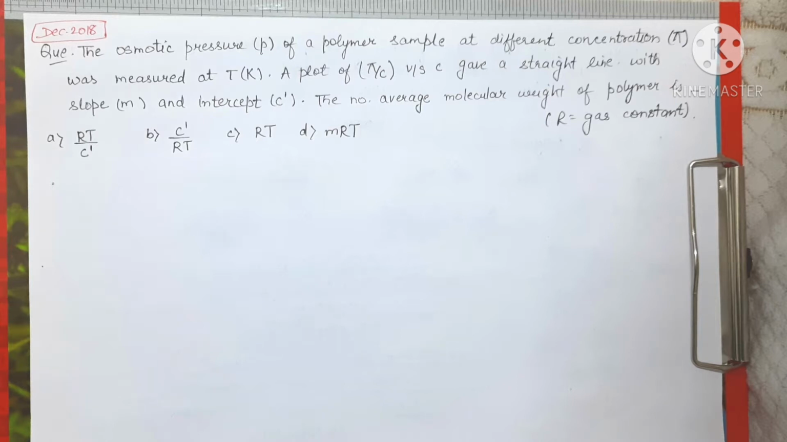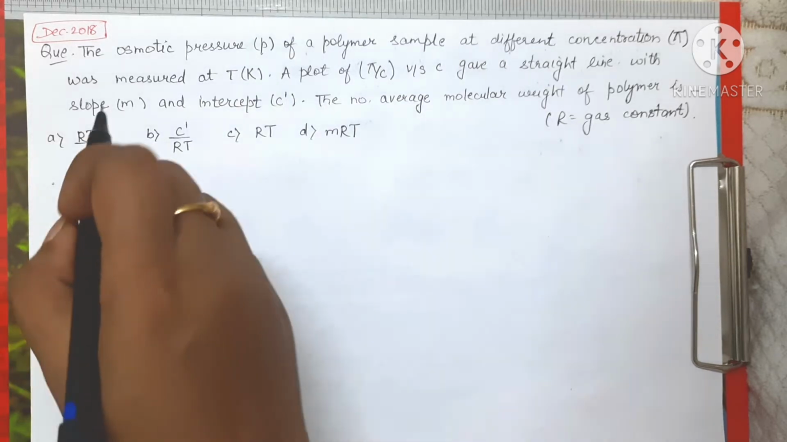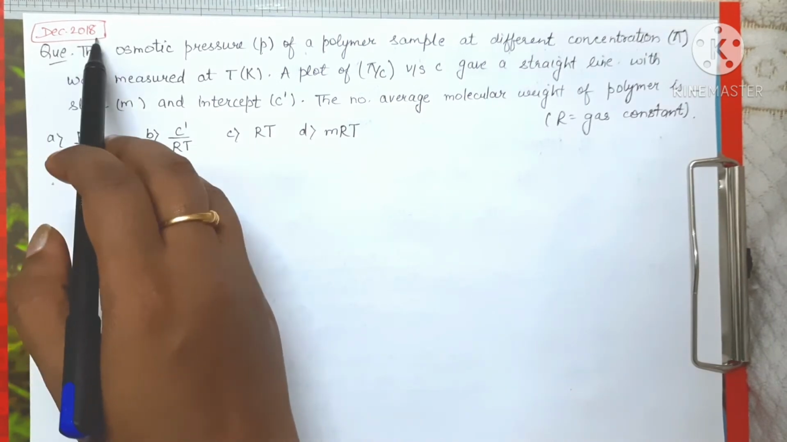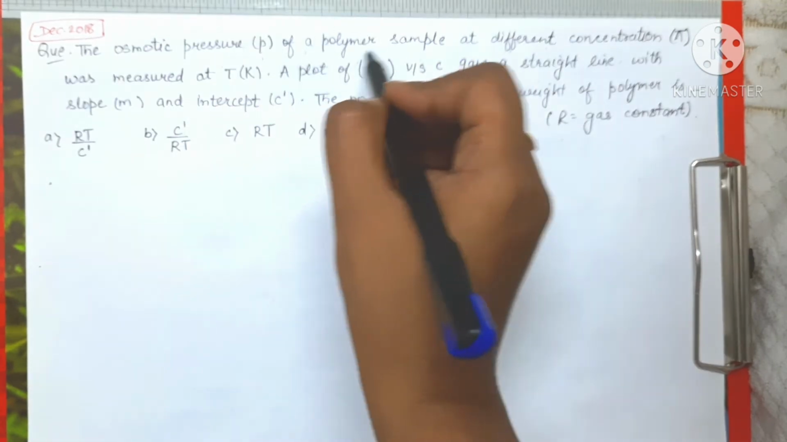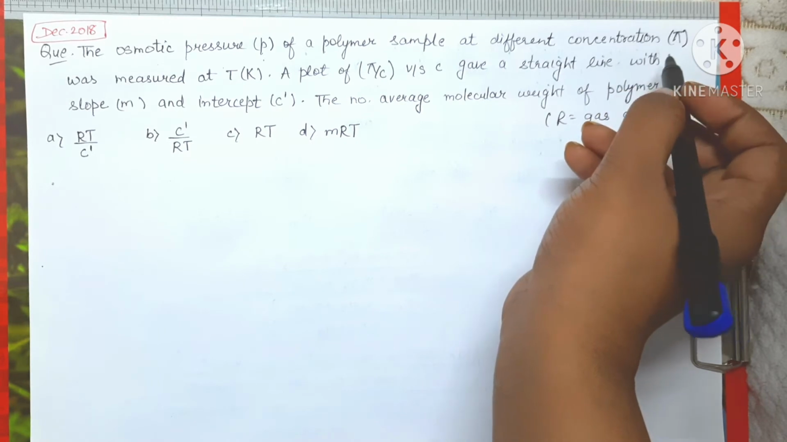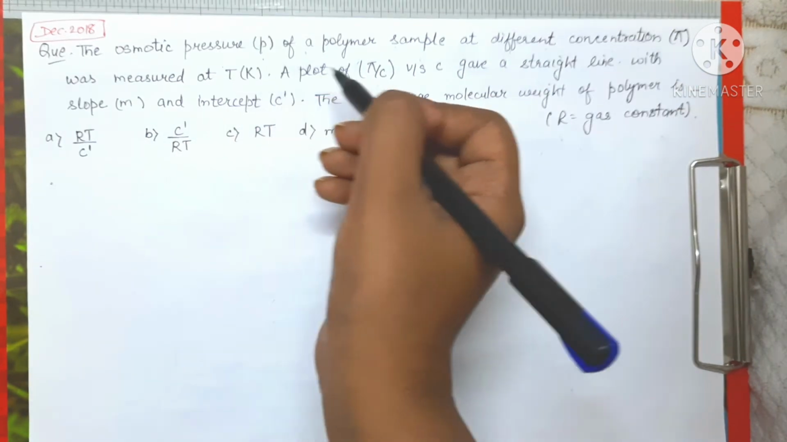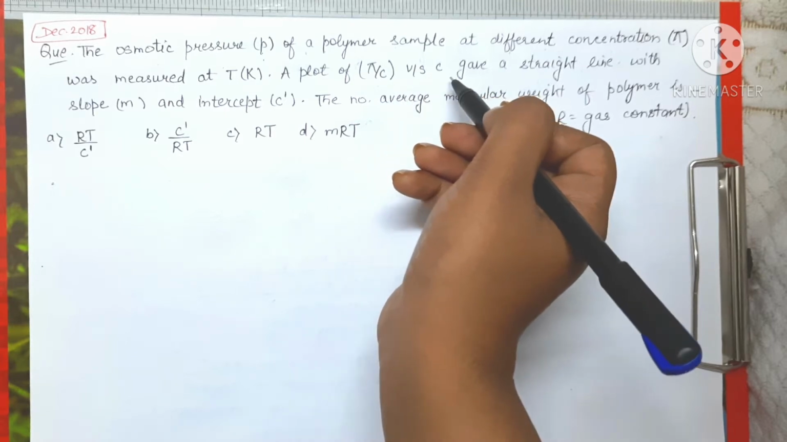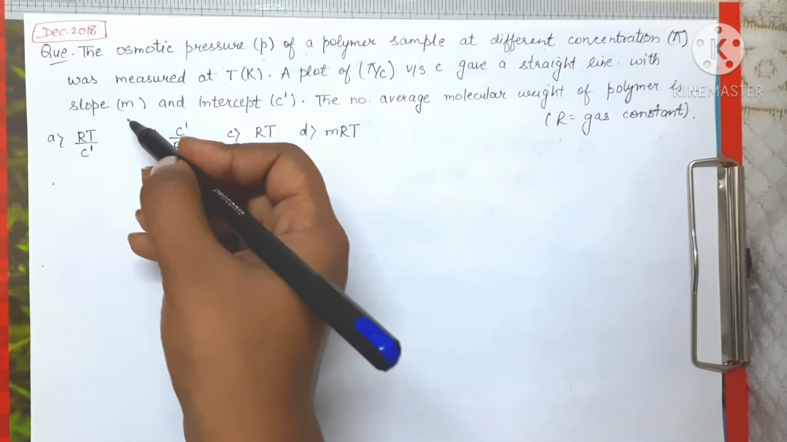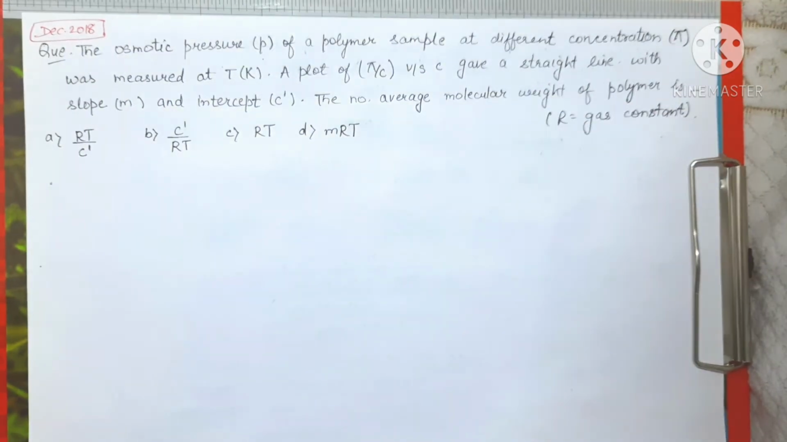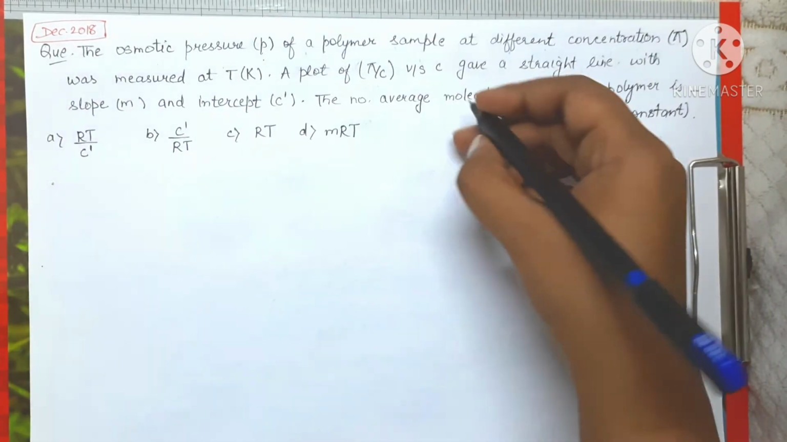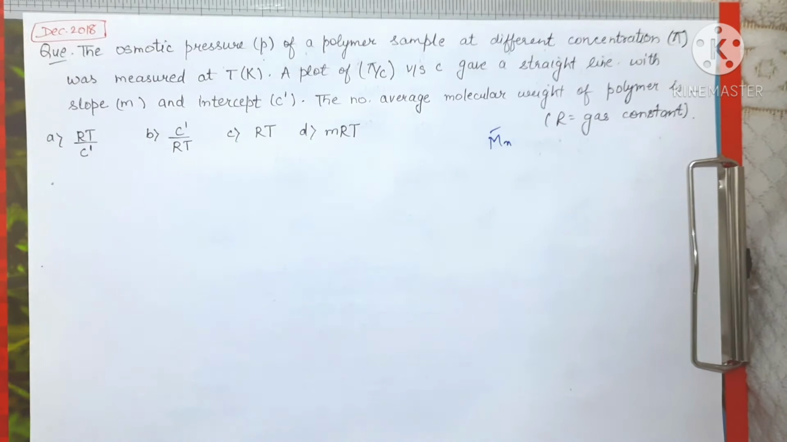So today also we are going to solve some of the previous year questions of CSIR NET from the topic Polymer Chemistry. The question which we are going to discuss first was asked in the December 2018 exam. It says that the osmotic pressure π of a polymer sample at different concentrations was measured at T Kelvin. A plot of π/c versus concentration gave a straight line with slope m and intercept c dash. The number average molecular weight of the polymer is... So basically we have to find out the value of Mn, right?